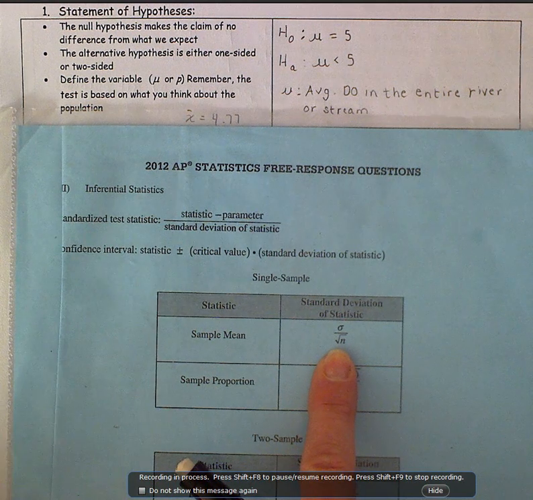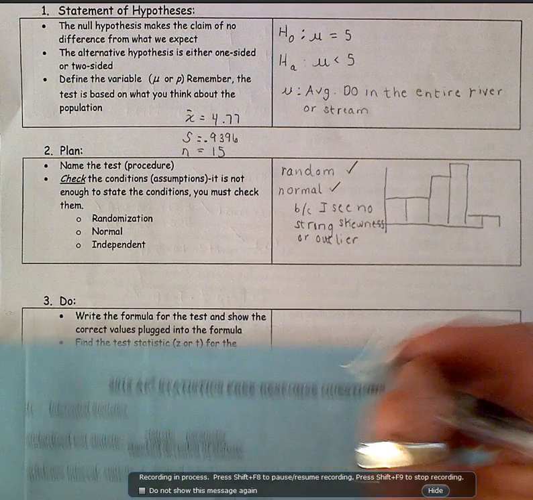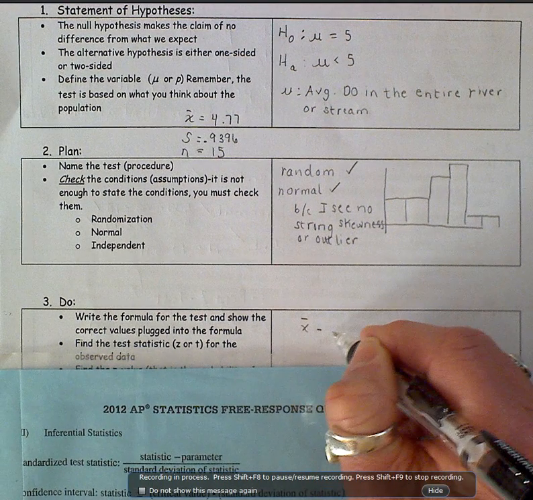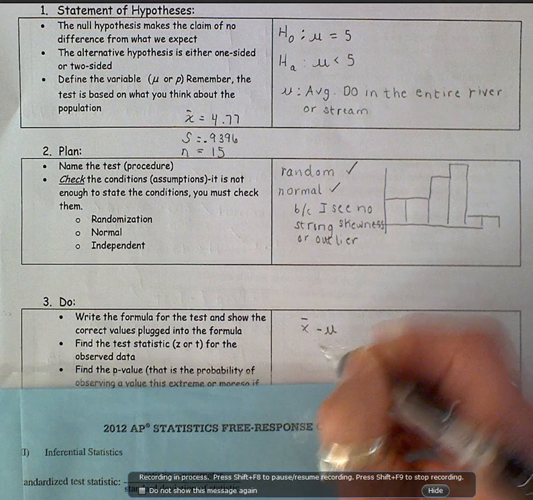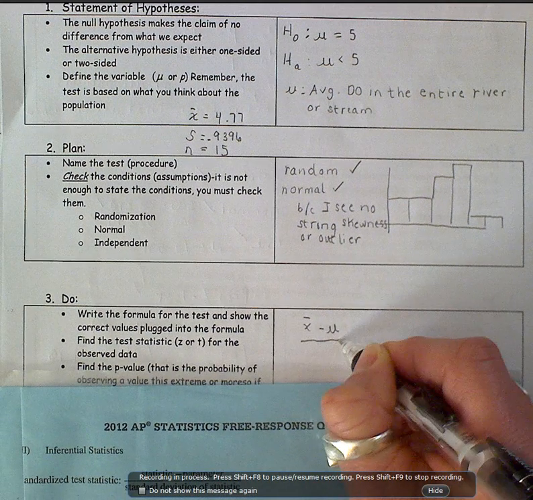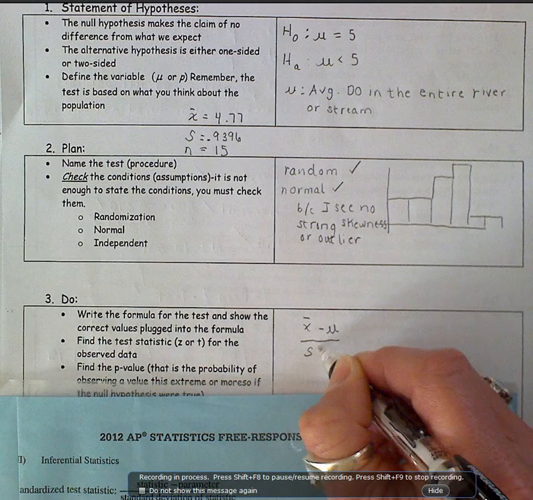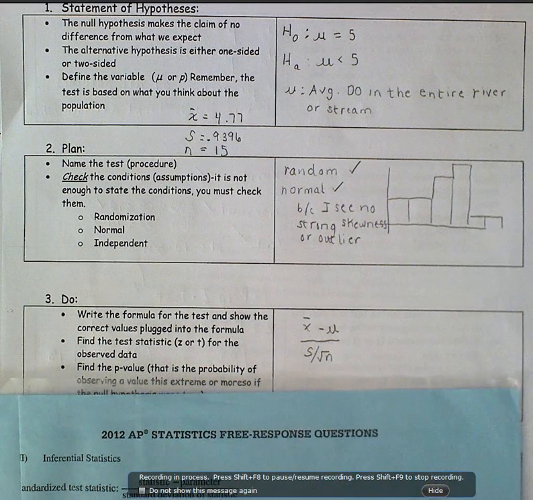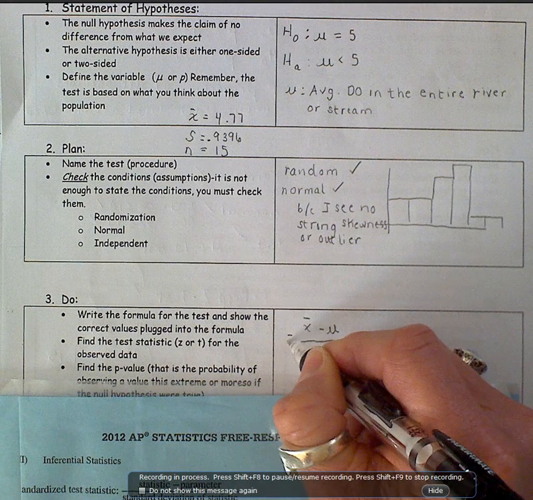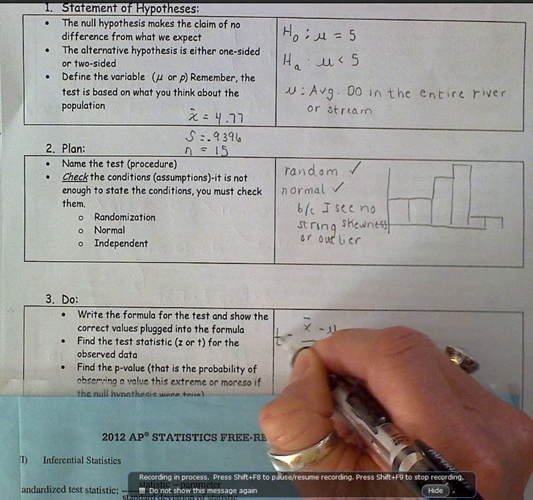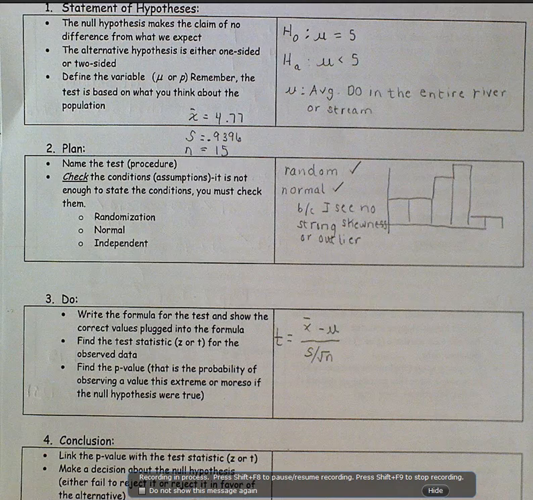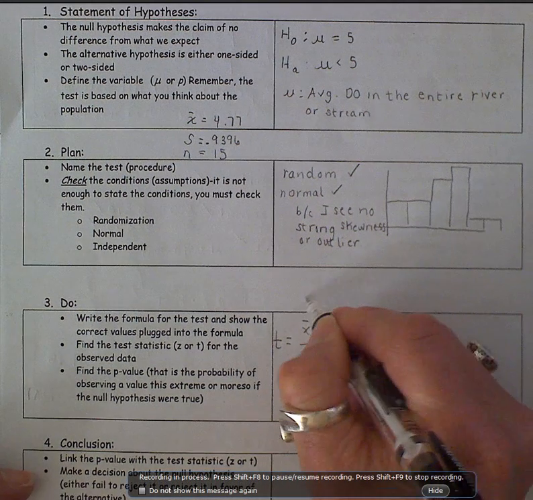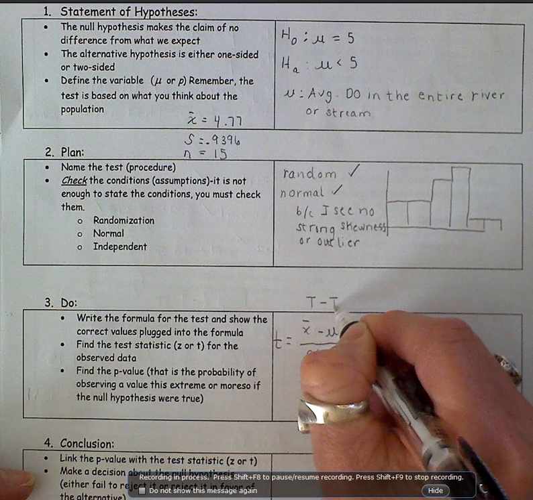So again, my statistic is my sample average. My parameter is my population average. And my standard deviation would be my S over root n. Since we're using S, this is not a Z test statistic, it is a T, because we're using something that is variable from sample to sample. This is called a one sample t-test or just a t-test.